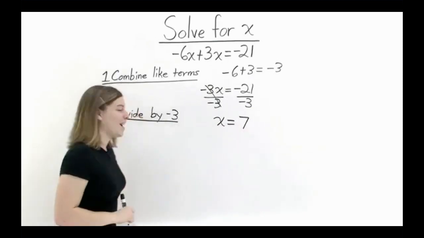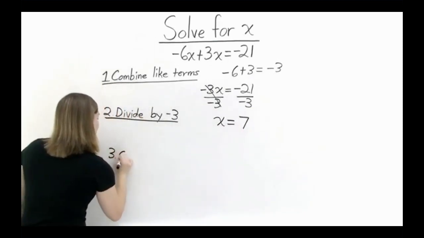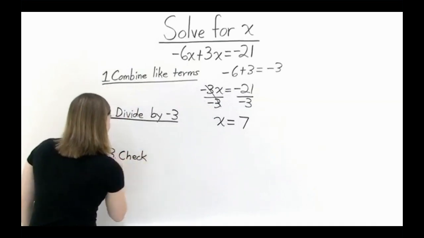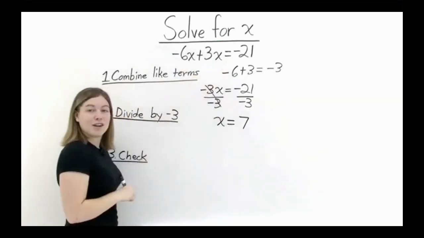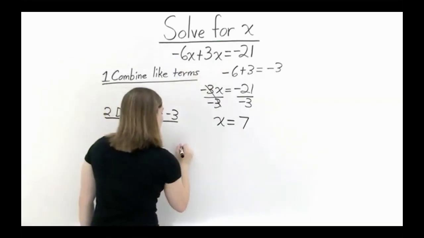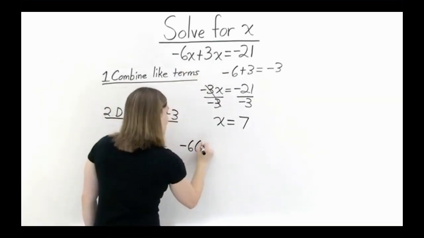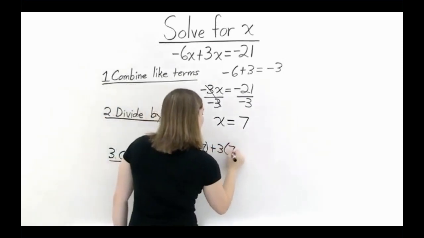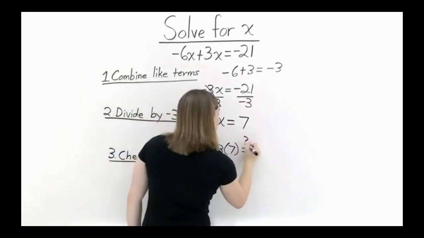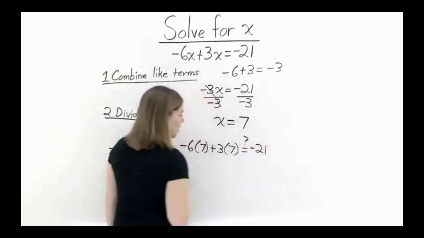But let's make sure and check our answer. So in step 3, we'll check our answer by plugging in the value we got for x into our original equation and seeing if it makes a true statement. So we have negative 6 times x, which we found to be 7, plus 3 times x, which again we said was 7, and we want to know if that equals negative 21.